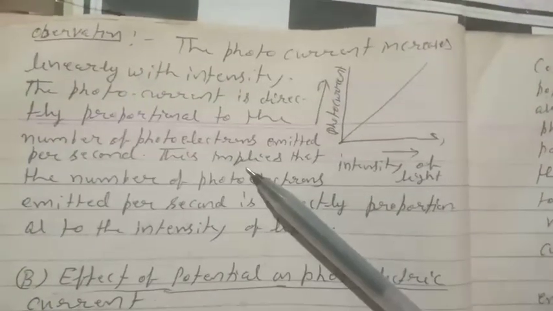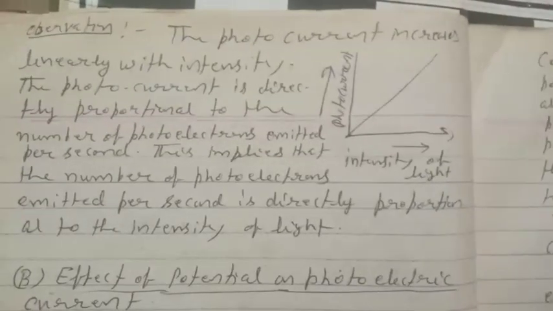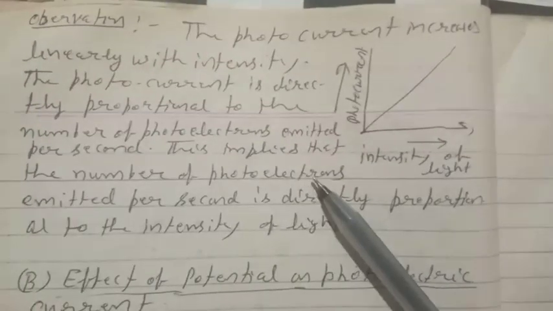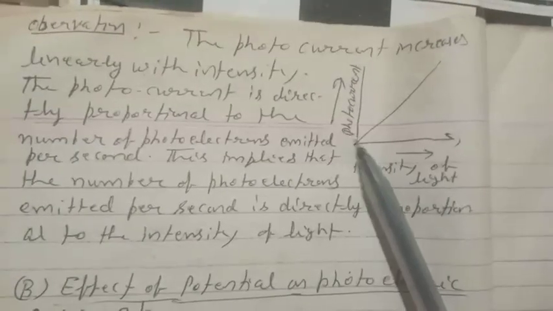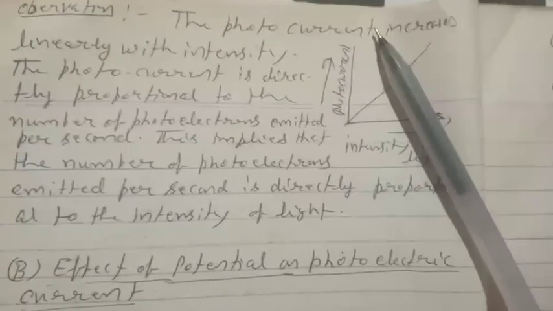of light. This is the result we have got from this experiment. That is, when we increase the intensity of light, the current in the circuit increases. It means that the emitted photoelectrons have increased.